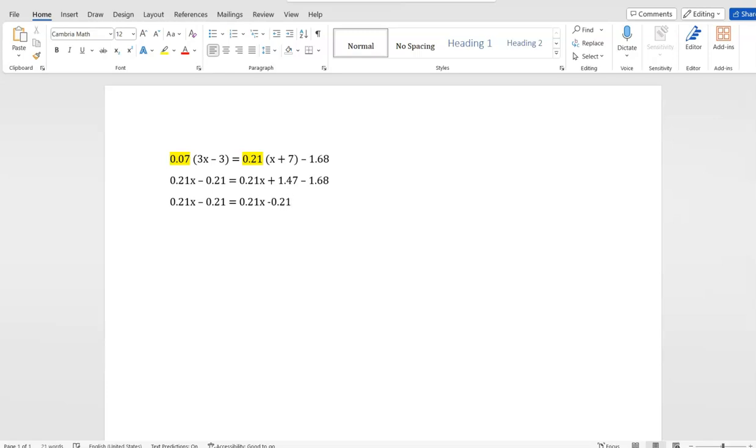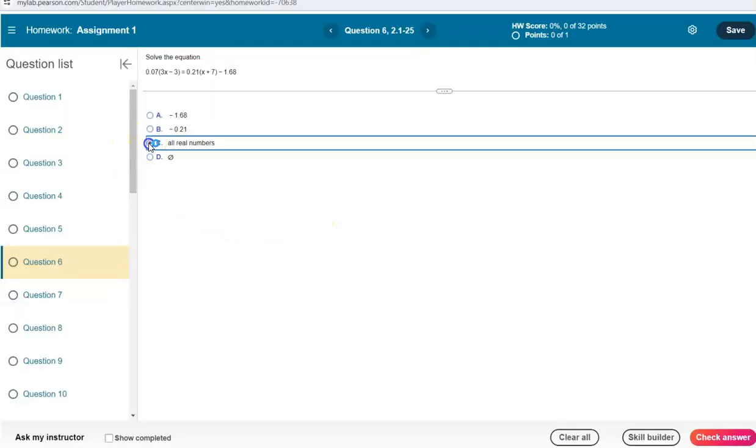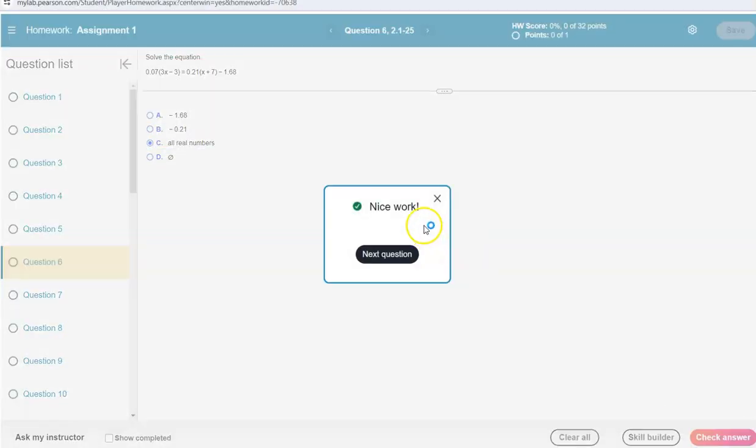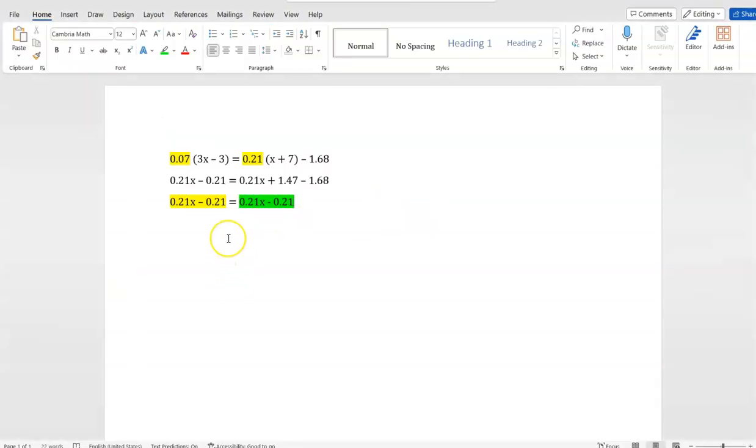minus 0.21. Okay? Now, at this point, you can do two things. First of all, you can notice that both of these sides are identical. This side is identical to this side, right? That means that these are the same line. They're the same thing. This is going to be all reals, okay? So I'd come back over here, and at this point I could notice what's going on. If I graph both these independently, I'd get one line because they're the same line. So any answer would work here.